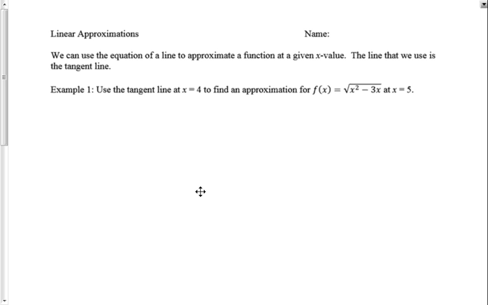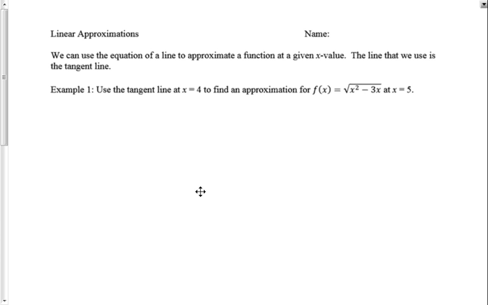Linear approximations. We are going to use a tangent line to approximate a function. So that's all we're really doing here. If you look at your handout, make sure your example 1 says what mine says. I did adjust it at some point. So what we're going to do is use the tangent line at x equals 4 to find an approximation for this function, the square root of x squared minus 3x, at x equals 5.